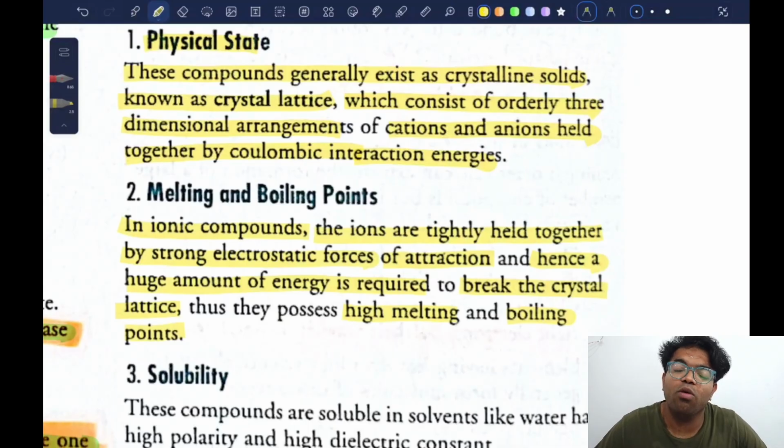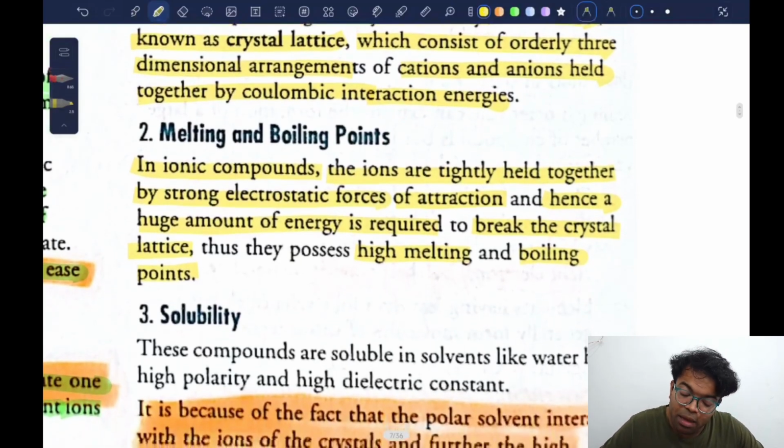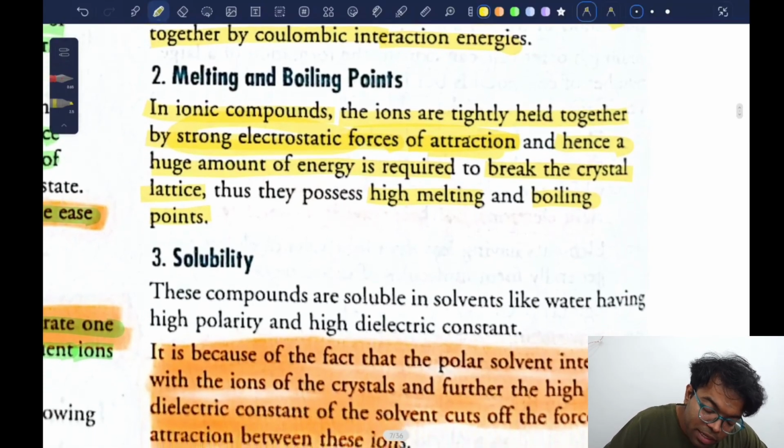Sodium chloride, if you want to just melt it, not even destroy the bond, just simply melt sodium chloride, you require a temperature of about 800 degrees Celsius. Okay, just to melt it, not even break it. So in ionic compounds, the ions are held tightly together by strong electrostatic force of attraction, and hence a huge amount of energy is required to break the crystal lattice. Thus they possess high melting and boiling points.